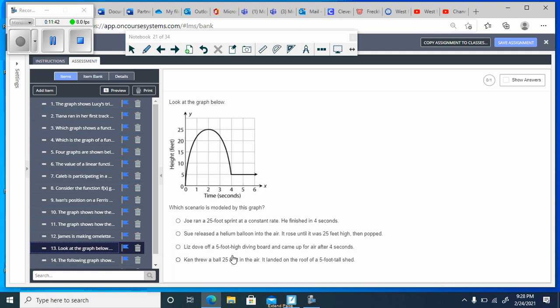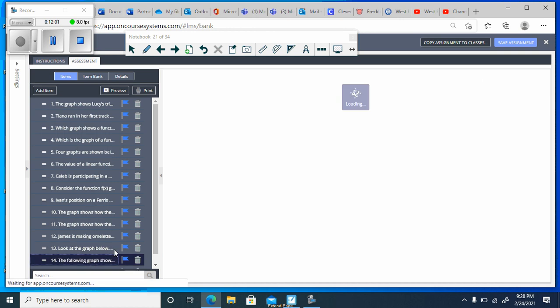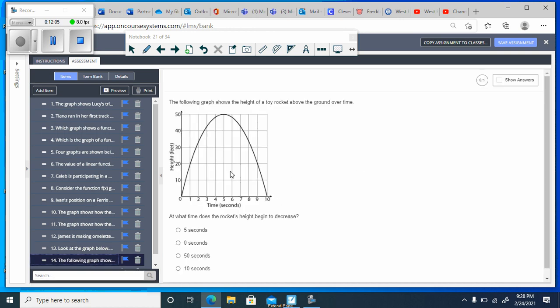Liz dove off a 5-foot high diving board. No, there's nothing about starting at a 5-foot high diving board. Ken threw a ball 25 feet in the air. Okay, so he throws it up 25 feet. It lands on the roof 5 feet off the ground. That makes sense right there. Okay, that's where that one would be. And then this last one here. No, I'm sorry, there's 2 more.